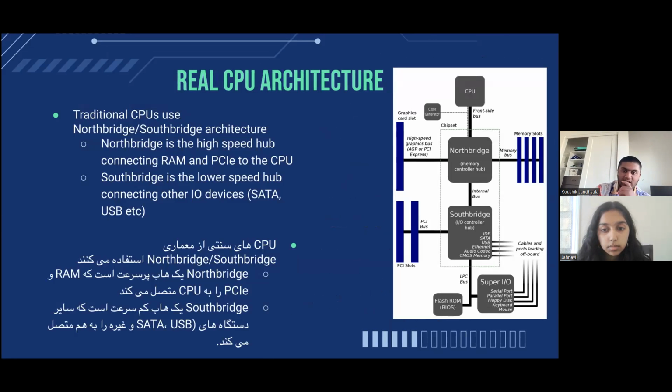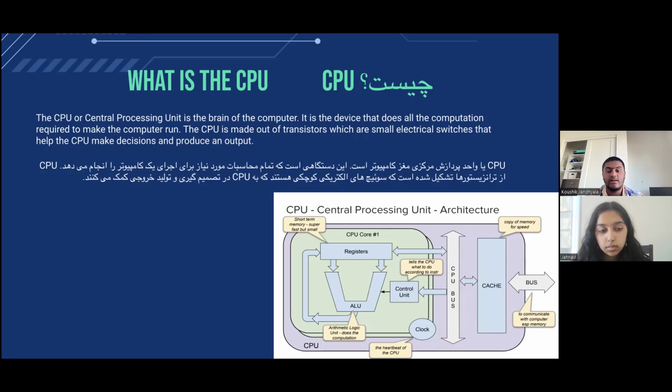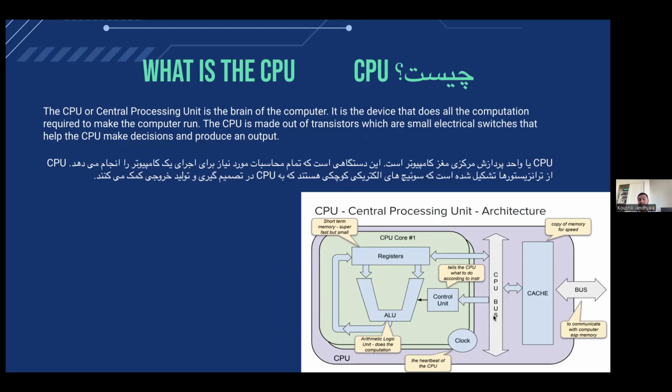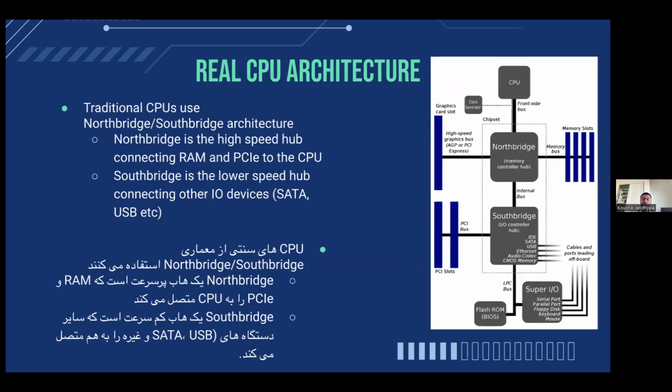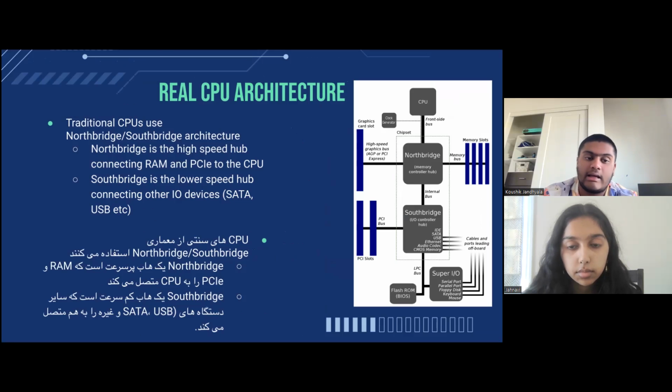So even though this diagram is very nice conceptually, it's not actually how a CPU is built. A CPU is built using something called Northbridge-Southbridge architecture. Basically, the CPU is split up into two different sections, the North Bridge and the South Bridge. The North Bridge is the high-speed hub. It connects RAM and PCIe to the CPU and other fast components, most of the time even integrated memory.